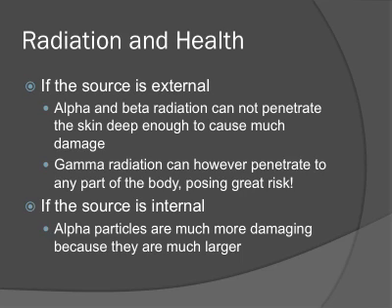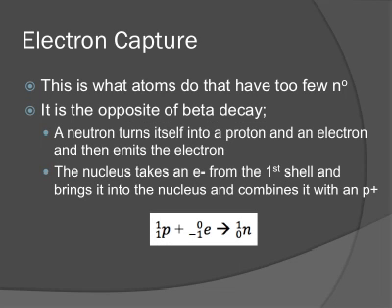Okay, so the next type that we're going to talk about is something called electron capture, and it's not one of the three main types of radiation, but it is one of the types. This is what atoms do when they have too few neutrons. Remember, all atoms are trying to become more stable. They're trying to lose and/or gain neutrons to achieve this. Electron capture is what they do when they are trying to gain neutrons. It is the opposite of beta decay.